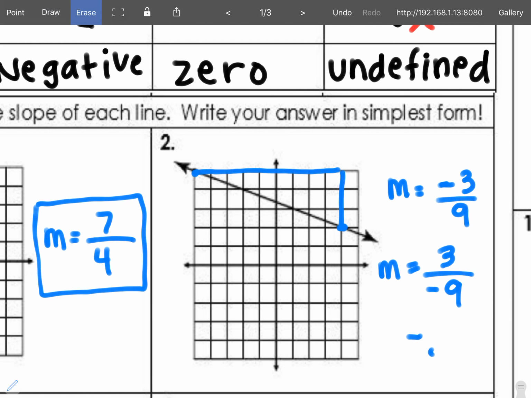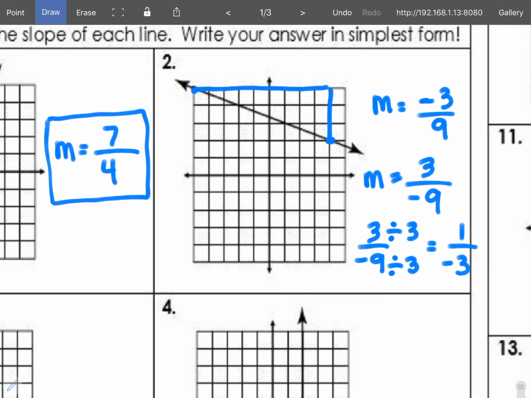So can we reduce this though? We can actually reduce it because both numbers go into a 3. So if I divide this by 3 and divide this by 3, I'm going to get 1 over negative 3. That is my slope. That is my answer.